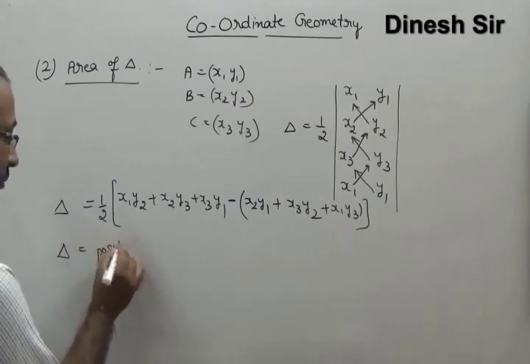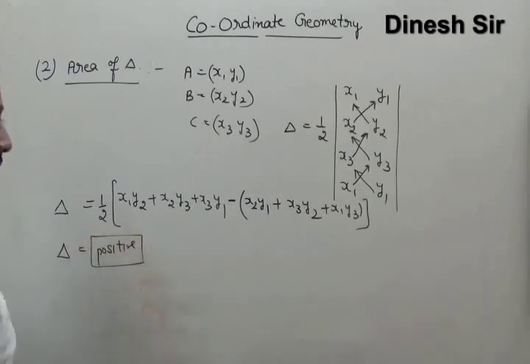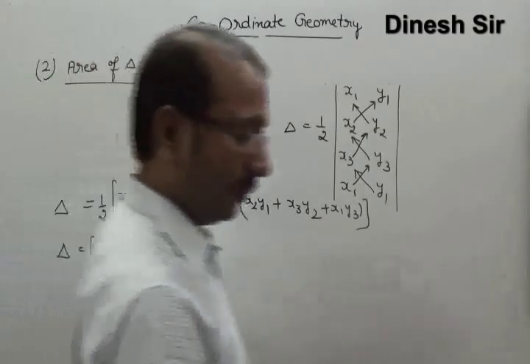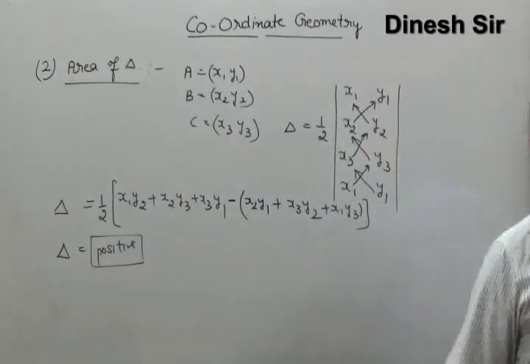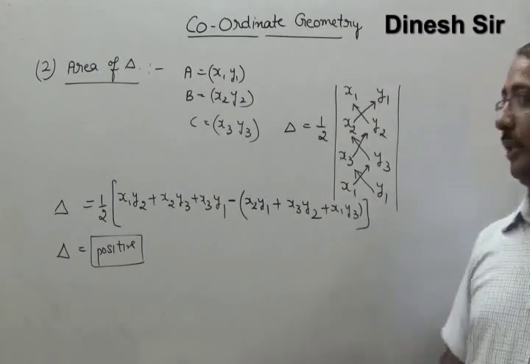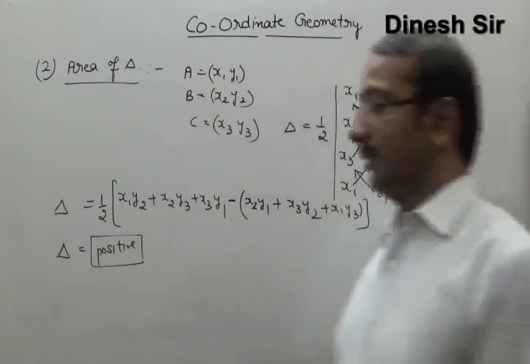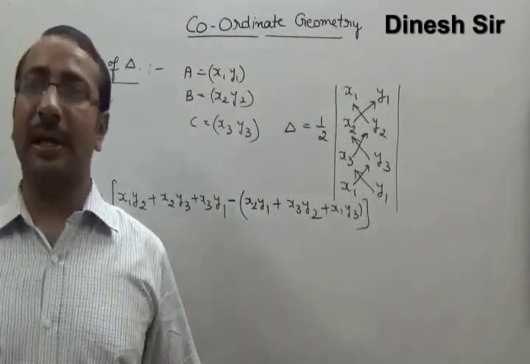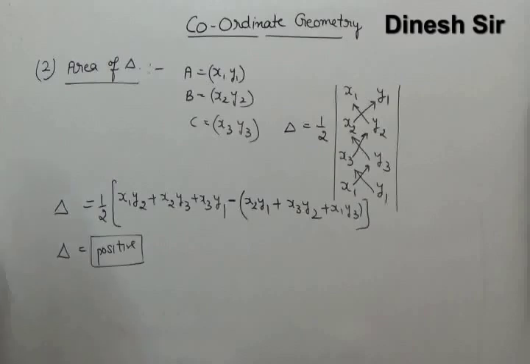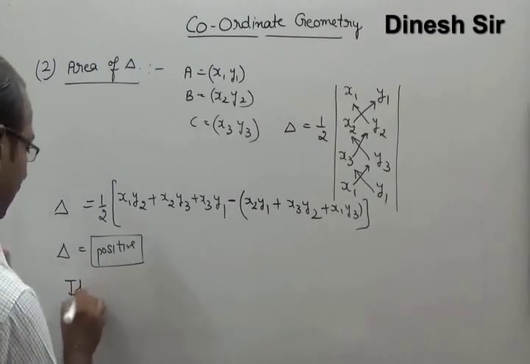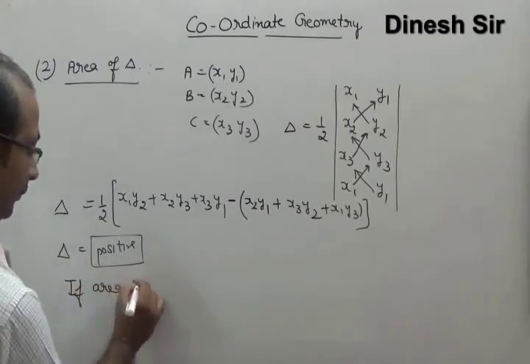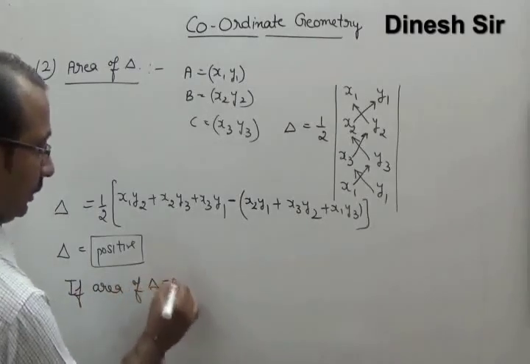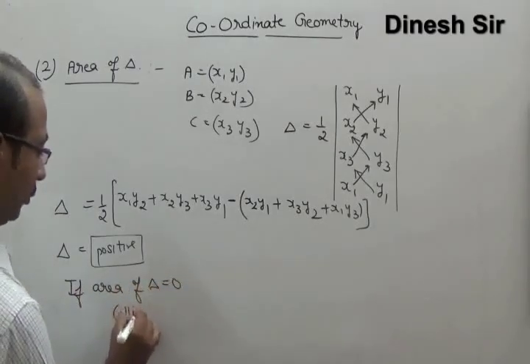It means that if at any place you get a negative value, you make the value positive, because the area of any triangle is always positive. Now, one thing we can also note here: if in a question we have to prove that the points given in a triangle are collinear, we can just prove that the area of the triangle is 0.